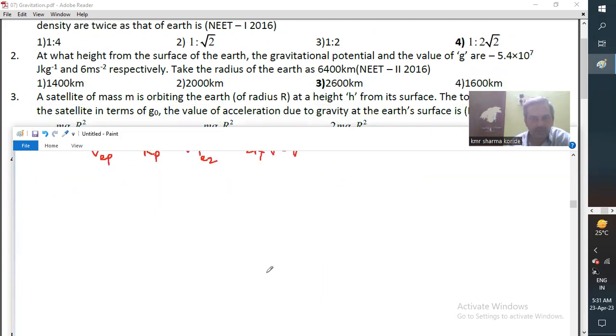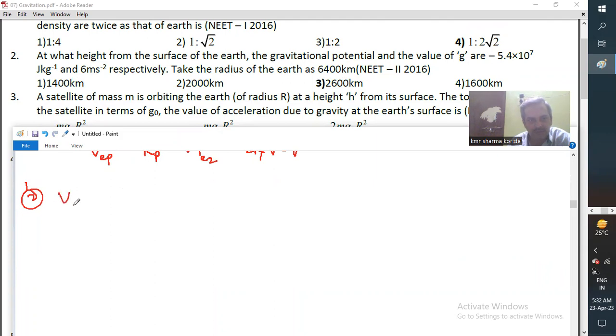Moving to the next question, question number 2. At what height from the surface of the Earth are the gravitational potential and the value of g minus 5.4 into 10 to the power of 7 joule per kg and 6 meter per second square? Take the radius of the Earth as 6400 kilometers.